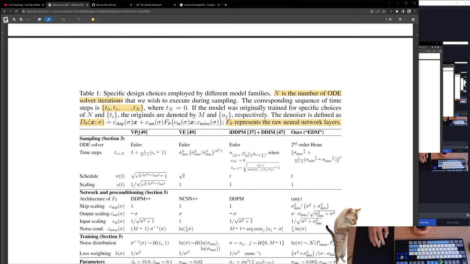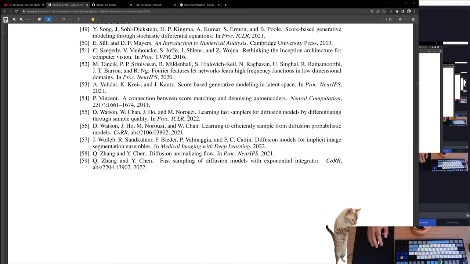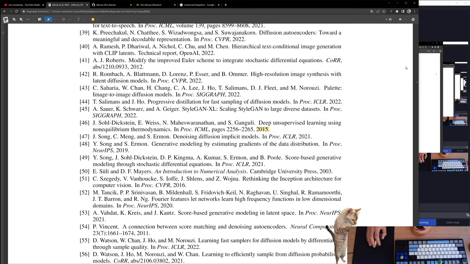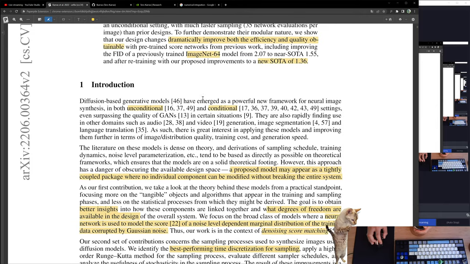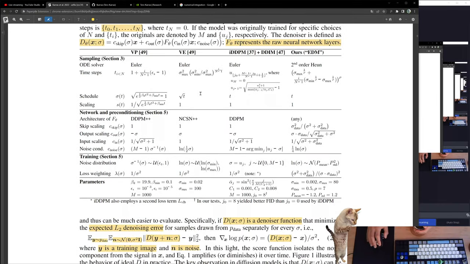Okay, so here we have different versions of diffusion models. This is theirs, the EDM one, and this is some previous ones. Stochastic differential equations, so I don't know. I hate these acronyms, it's hard to know exactly what is what. So section 3, we have the ODE solver. What are you using to solve? The time steps, the choice of the scheduling function, the choice of the scaling.